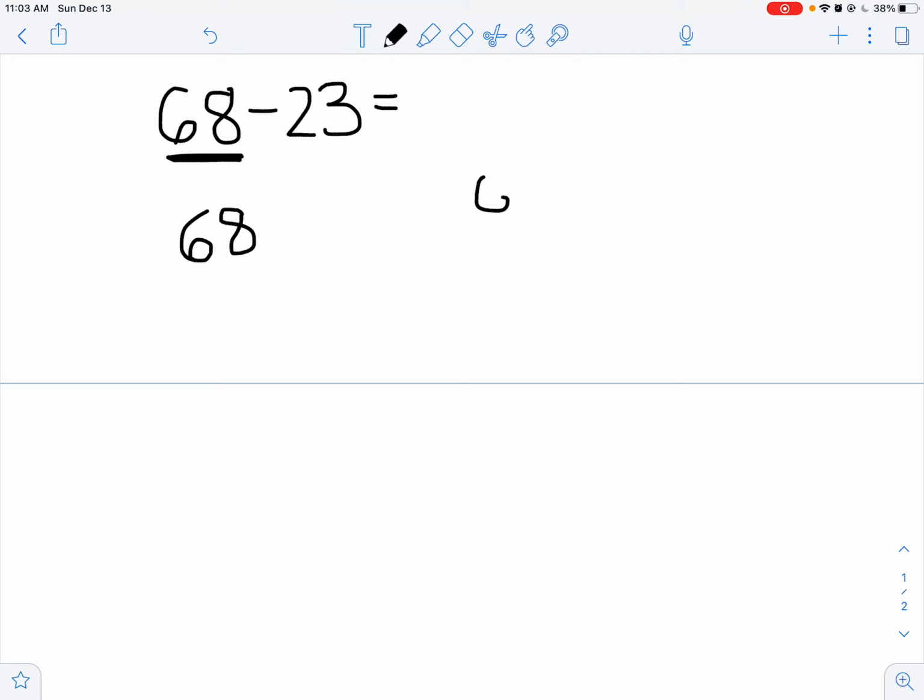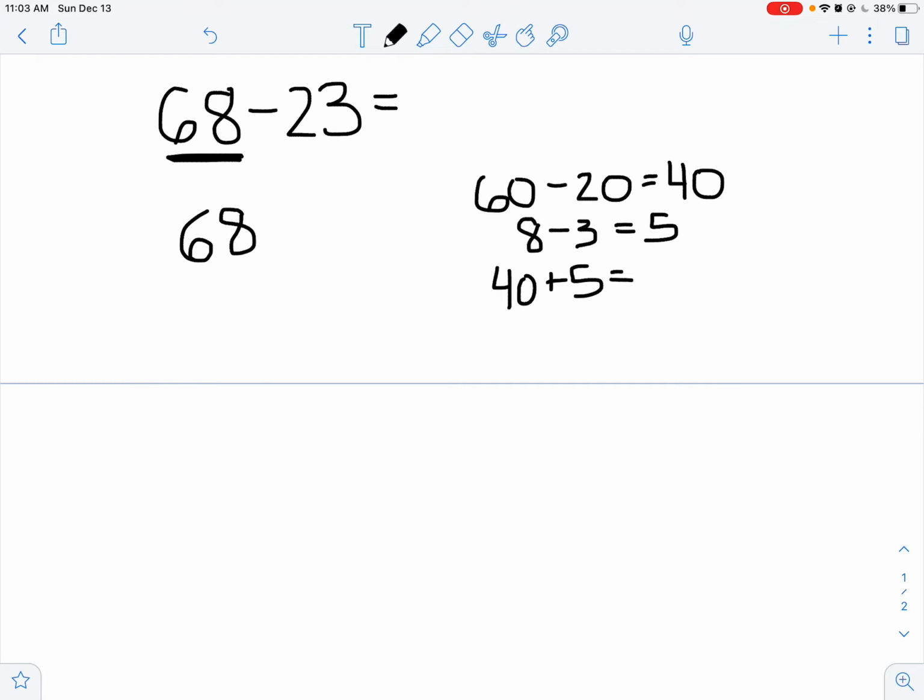So I see some of you will do 60 minus 20, and you'll try to do it the partial sums way, is 40. And then 8 minus 3 is 5. And then 40 plus 5 is 45, which will work in this case, but it doesn't always work because if you have a lower number here, well, I'll show you later, it doesn't work so well. So I'd rather you keep your 68 as a complete number first, okay?